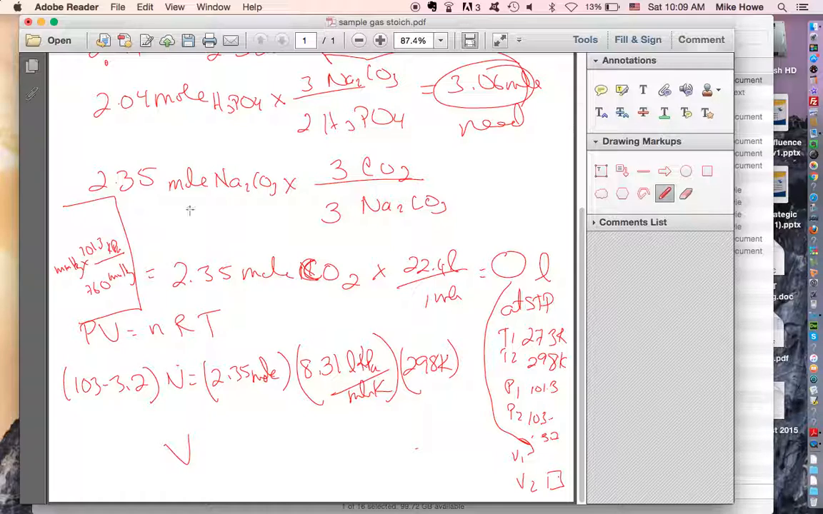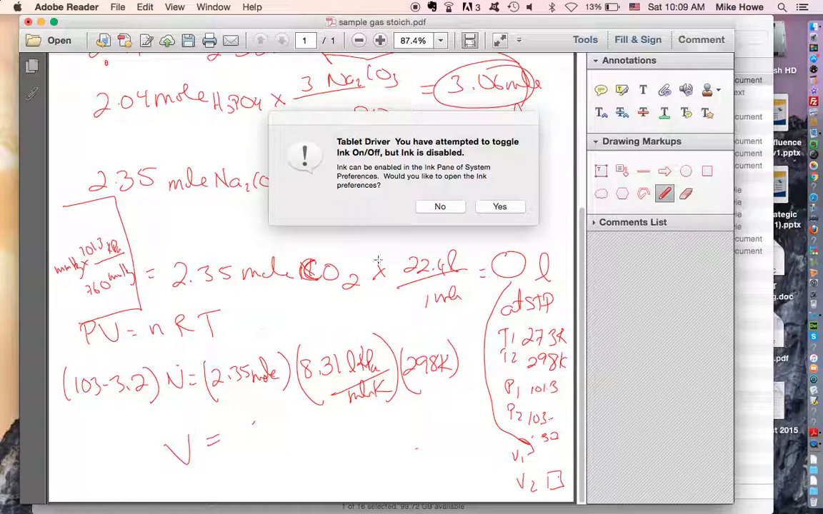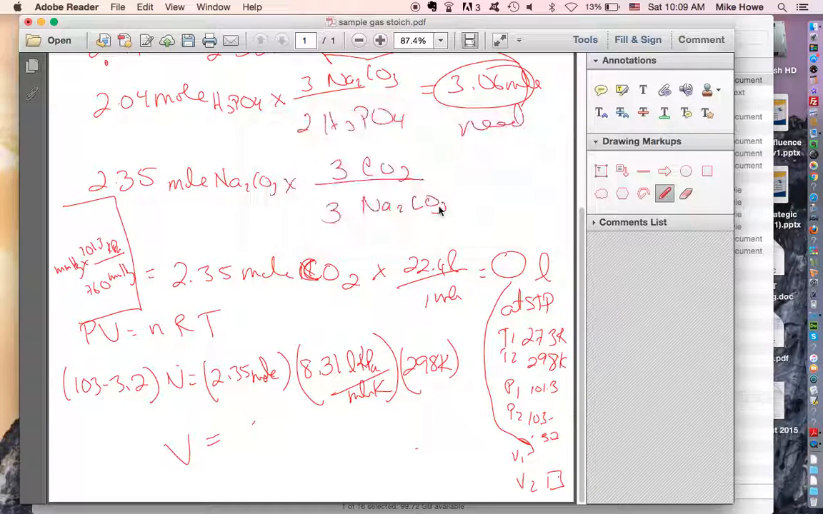That came out to be 99.8 for the pressure, just FYI. So my final volume is 58.3, is what I got on my calculator, and I'm doing it here on the side.